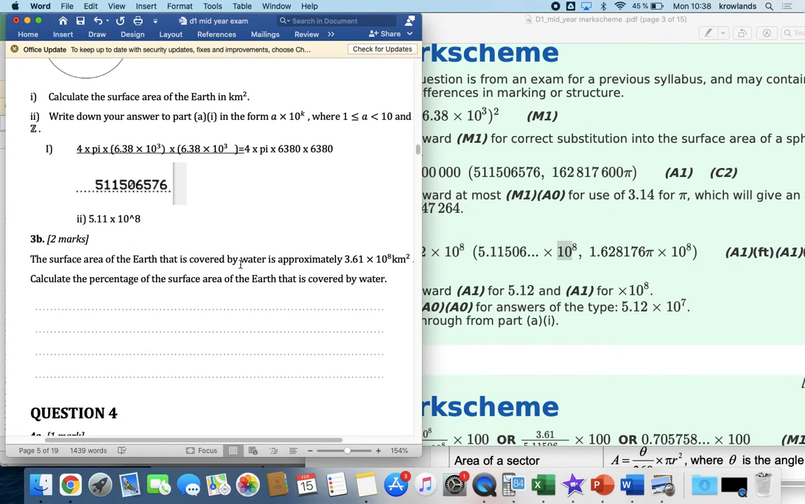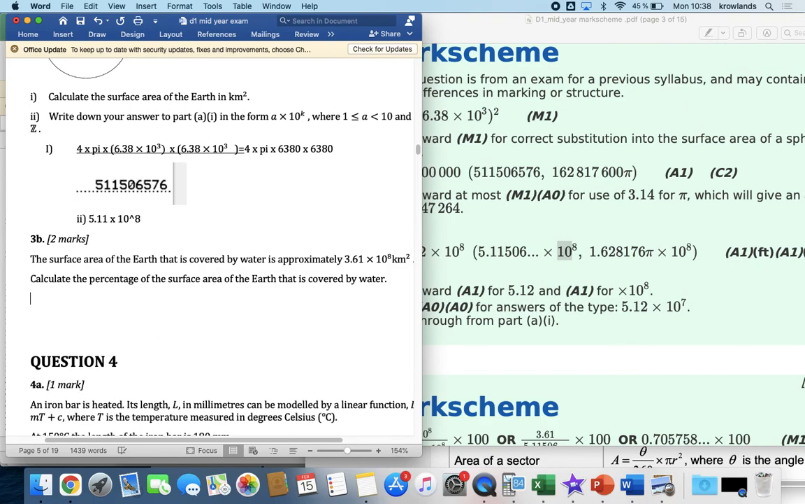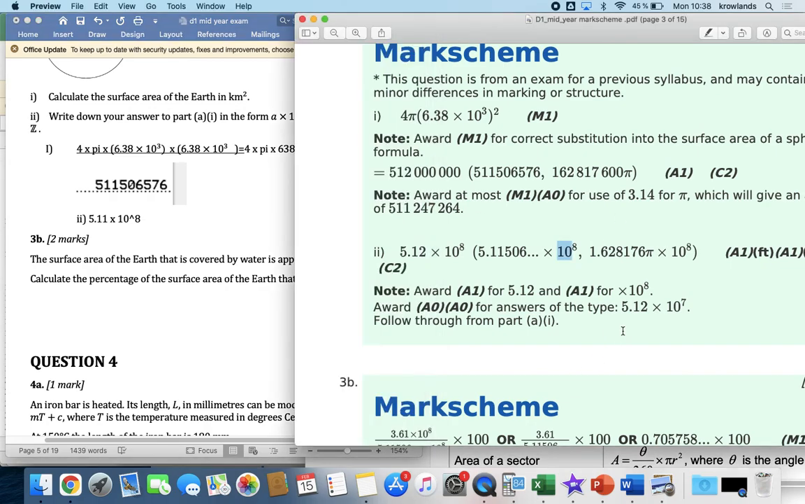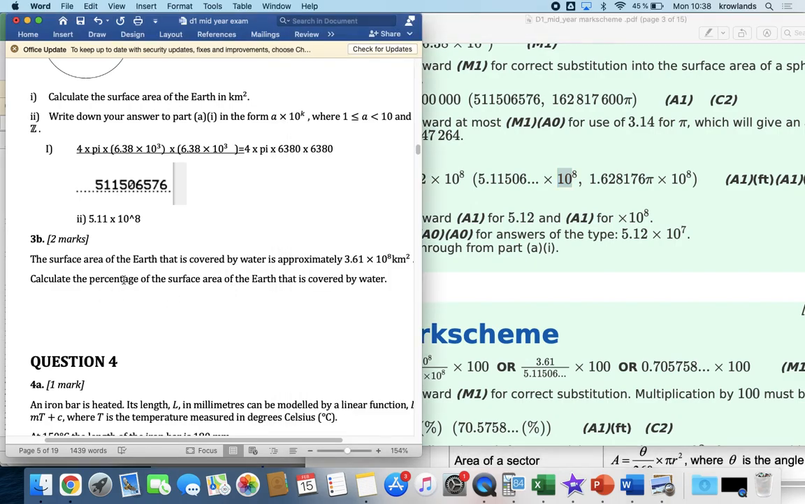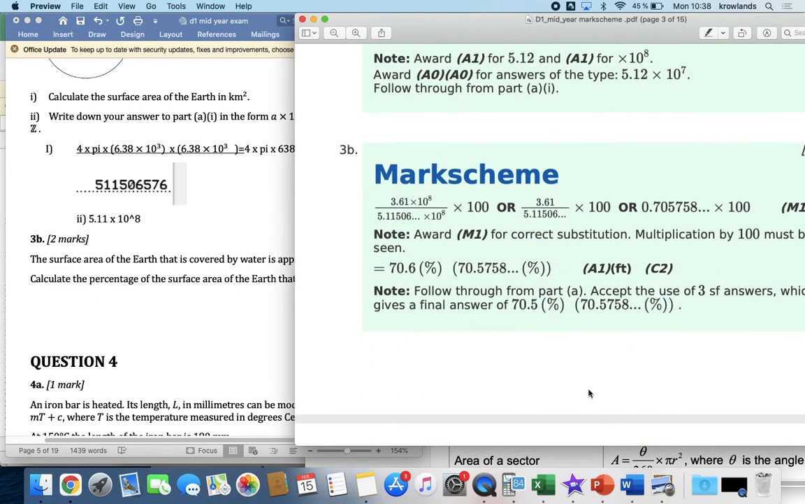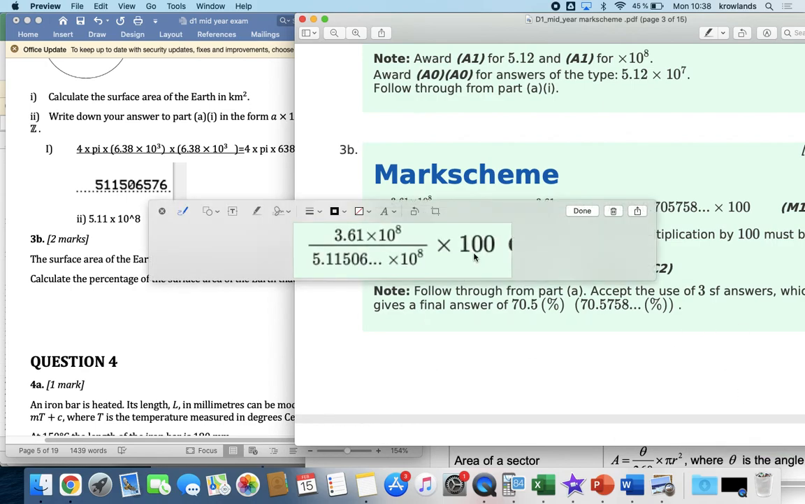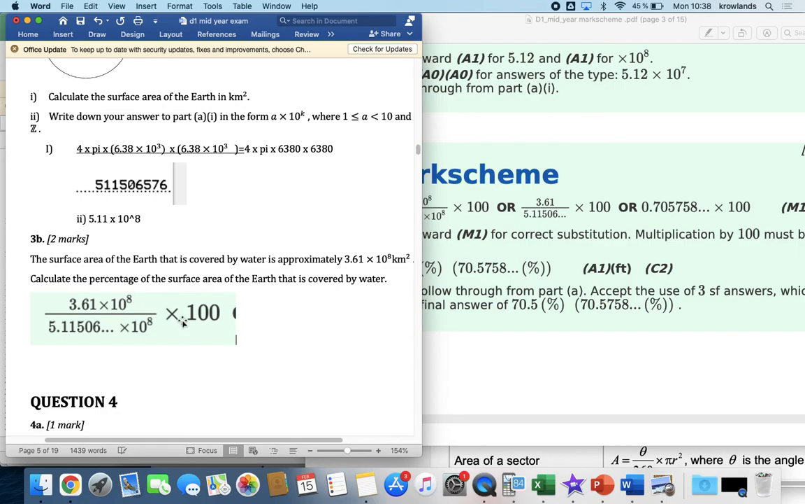It says the surface area of the Earth is covered by water. Calculate the percentage of surface area of the Earth that is covered by water. Now, I was disappointed because some people automatically went to the percentage part of the formula booklet, but this is not necessarily percentage error, and it's not percentage error because there's no word which says error in this question. So this is what you need to do. You need to take the 3.618 times 10 to the power of 8. You need to divide it by your answer and times it by 100.